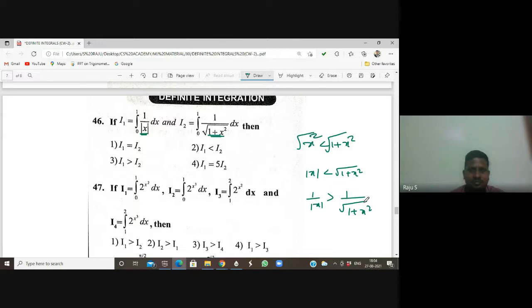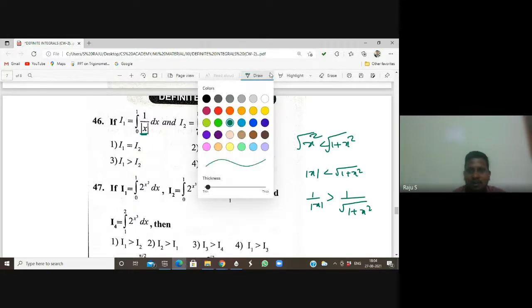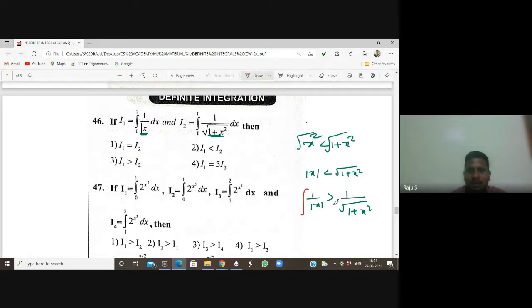So, which is correct then? Which of the options is correct? Simple, after taking it, take the integral with the same limits, 0 to 1, 0 to 1. Which is correct, students? Already they have given this value, this is I1 greater than I2. Got it? Third option.